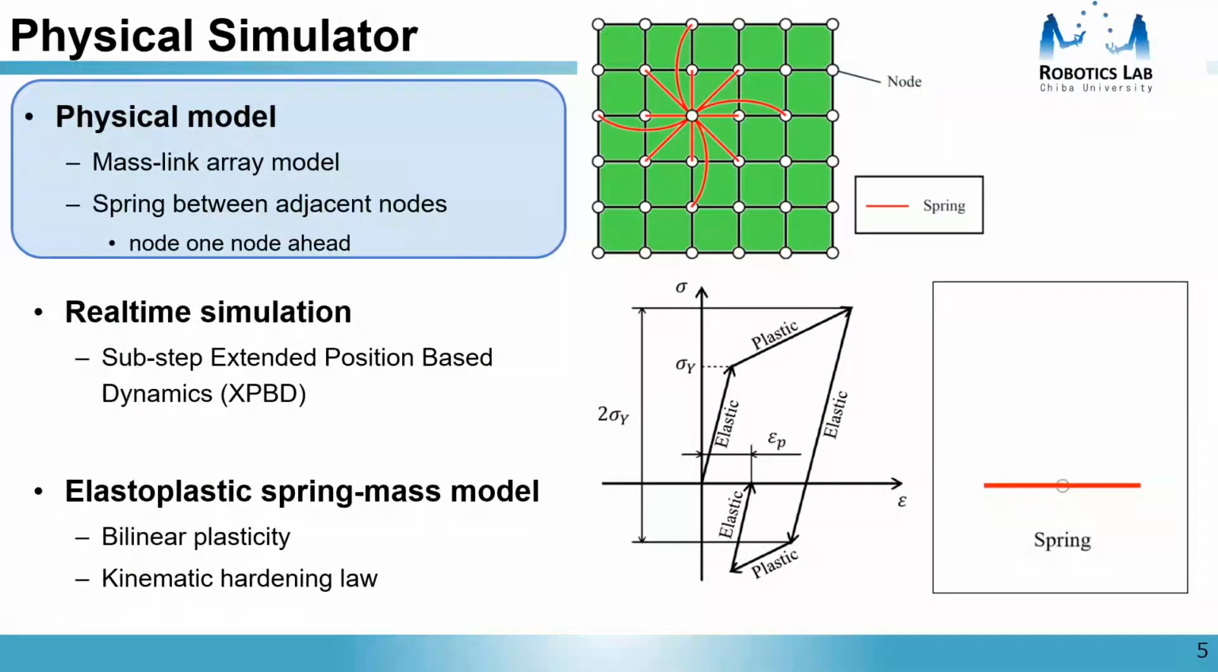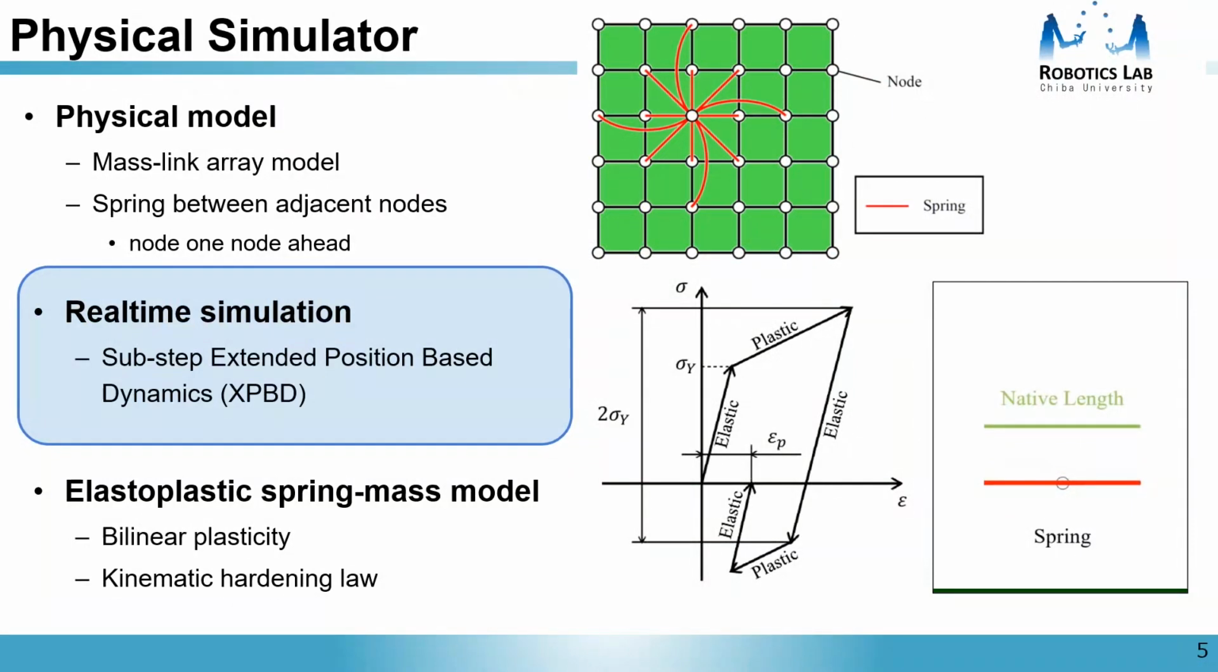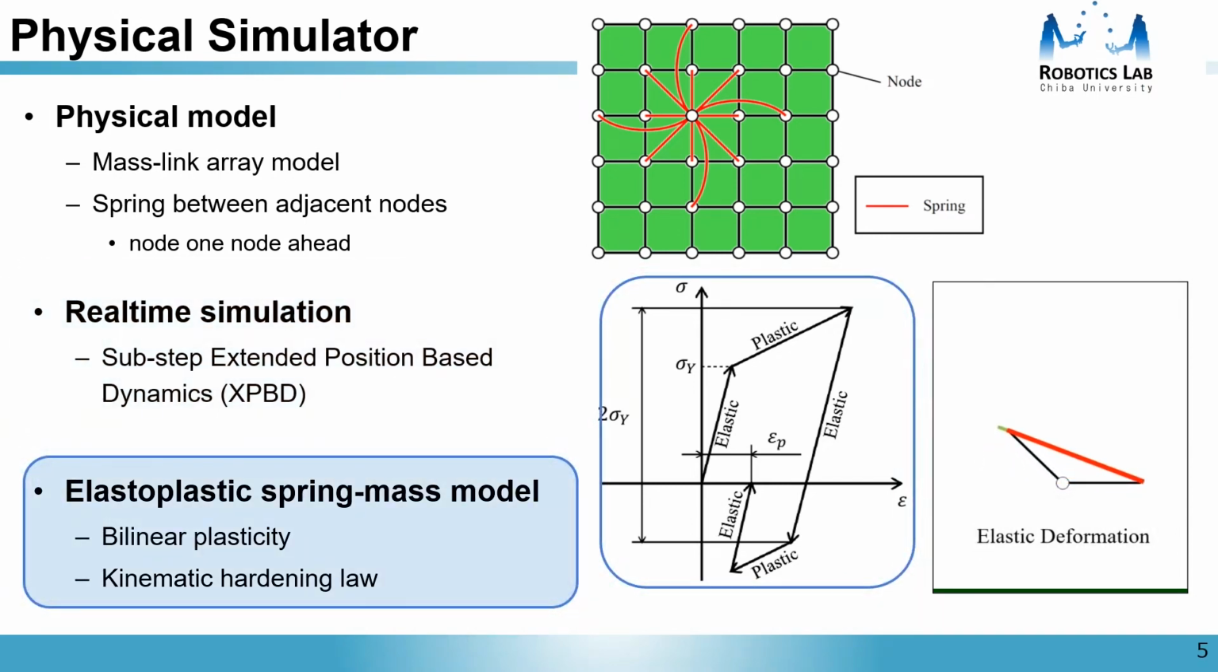The paper model consists of masses and links. Springs are attached between adjacent nodes and between nodes one skipped ahead. We use substep extended position-based dynamics, substep XPBD, to achieve real-time simulation. The elasto-plastic spring mass model uses bilinear plasticity and the kinematic hardening law as the spring's plasticity model.